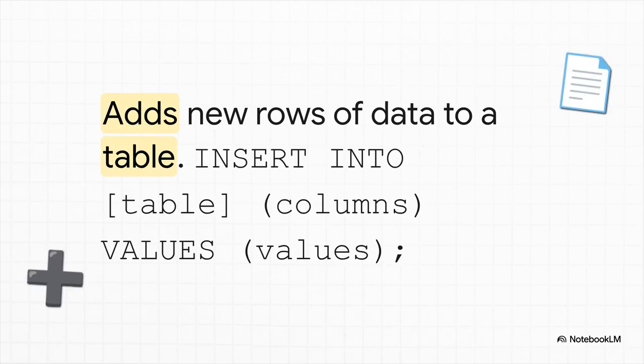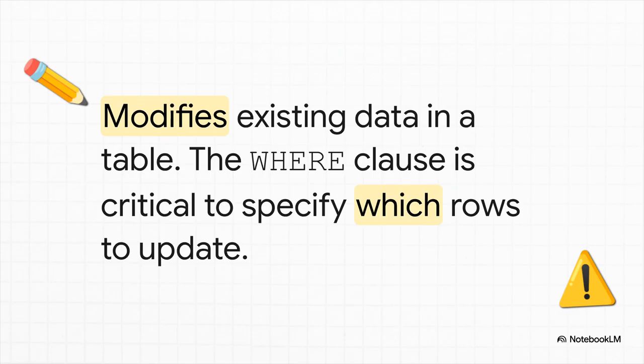It's really that simple. So, how do we get new information into the database? Well, for that, we use the insert command. This lets you add a brand new row, or what we call a record, to a table. You just specify the table, tell it which columns are getting the new data, and then you provide the values. Easy peasy.